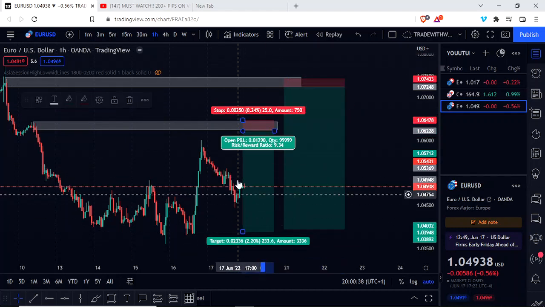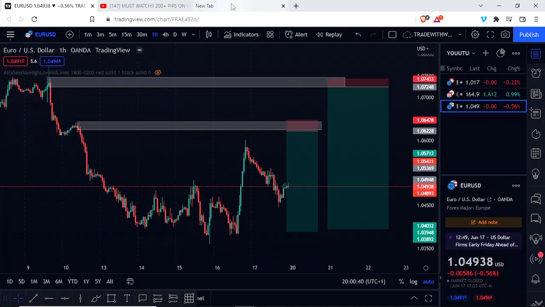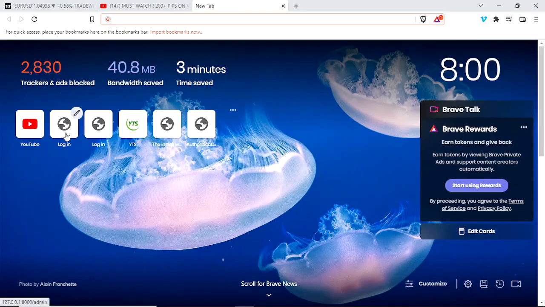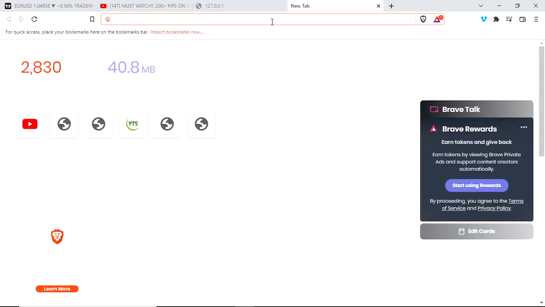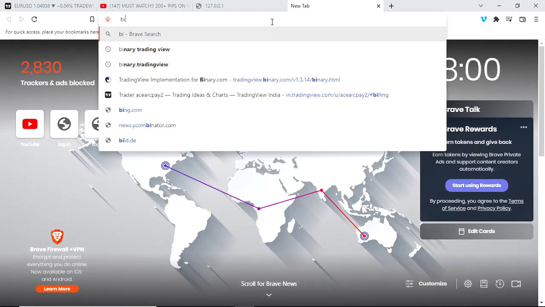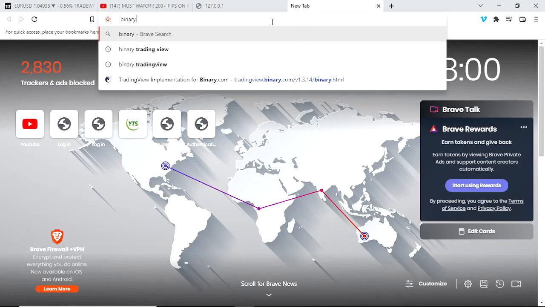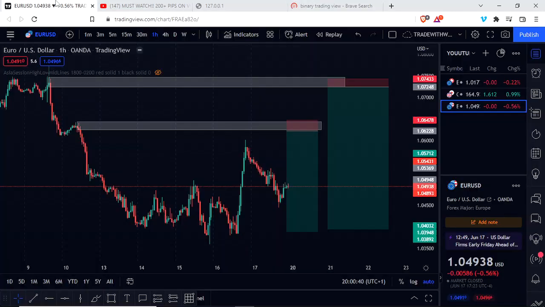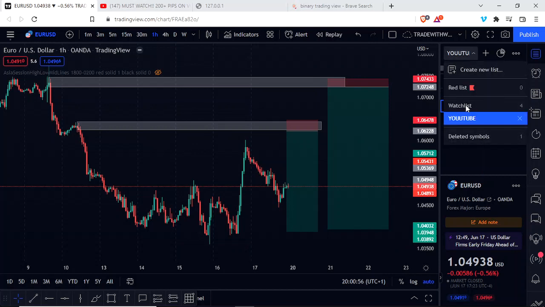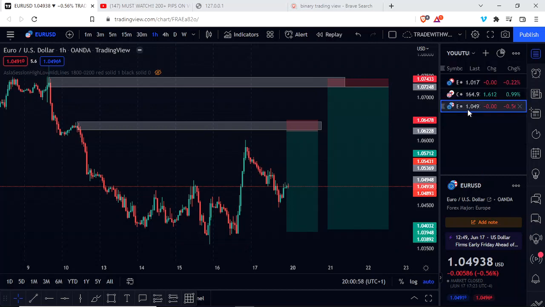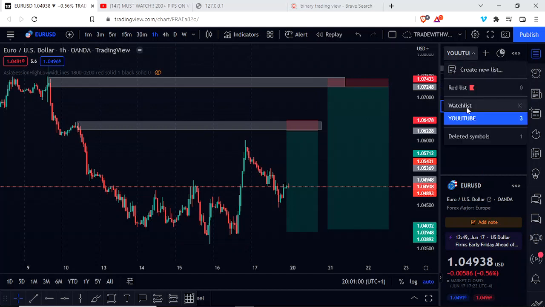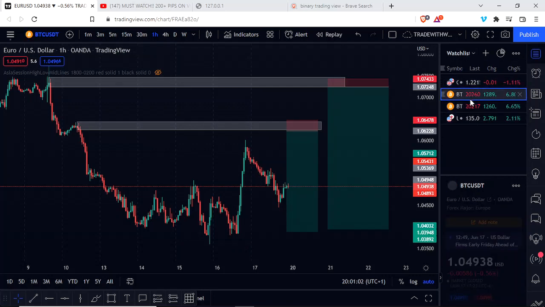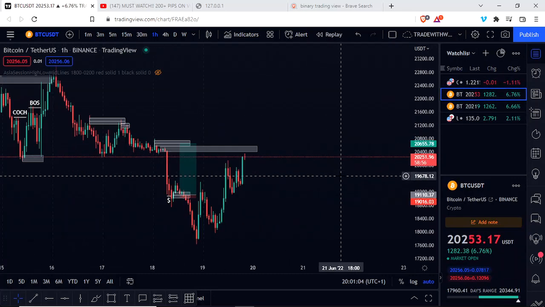Now let's move to the volatility index. That's what I'm seeing on BTC. Wow, 6%.